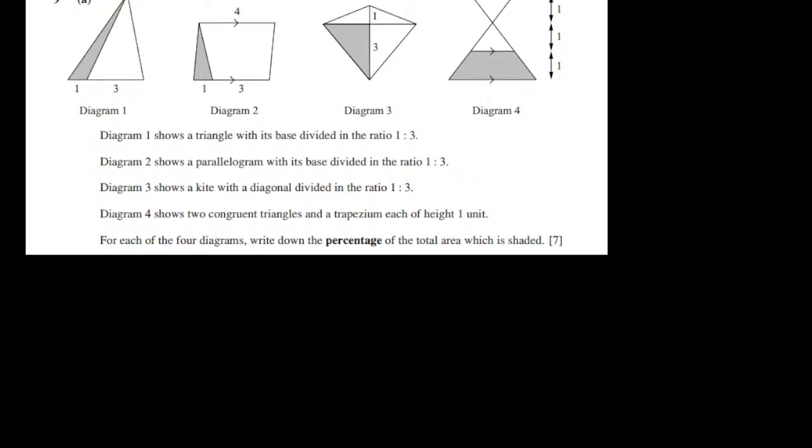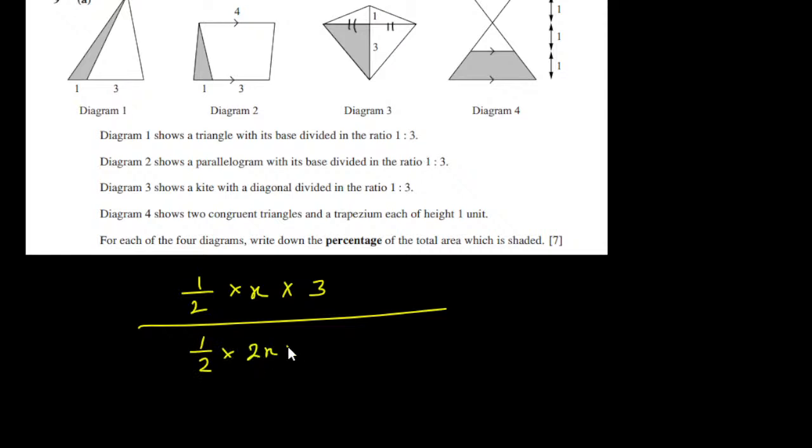Okay, the third one is the kite. Now in this kite we need the shaded portion and the total area. For the kite it is divided into equal parts, right? Here I will show you on the diagram. This part and this part are going to be equal. So if I consider that as x, the area of the triangle will be half into x times 3. And for the total it will be half times 2x times 3.